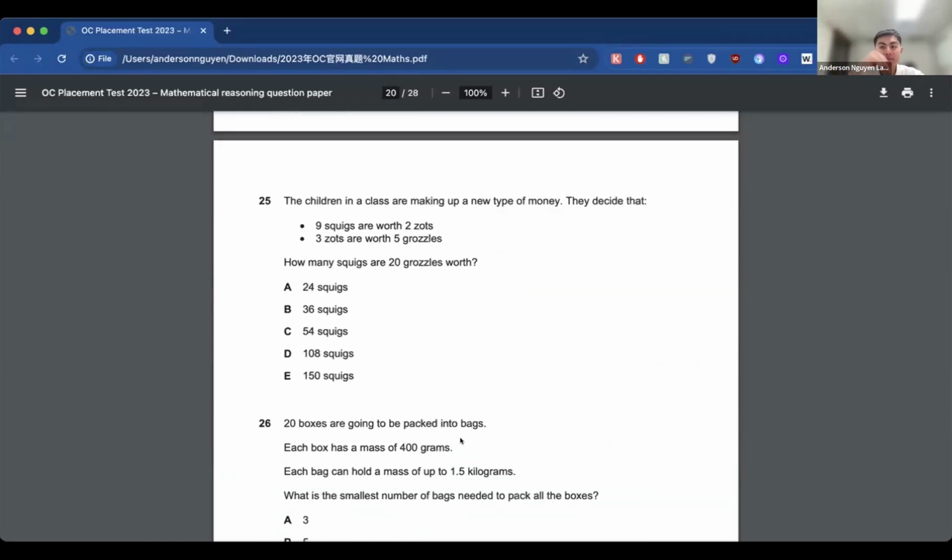The children in the class are making up a new type of money. They decide that 9 squigs are worth 2 zots, and 3 zots are worth 5 grozels. How many squigs are 20 grozels worth? For these questions, when you're comparing values again, it makes us think about our ratios. It makes us remember that every time we compare, if we're changing one of the values, the other side has to experience the same change. 9 squigs, we'll call it 9s, is worth 2 zots, or 2z. Then they say that 3z are worth 5 grozels.